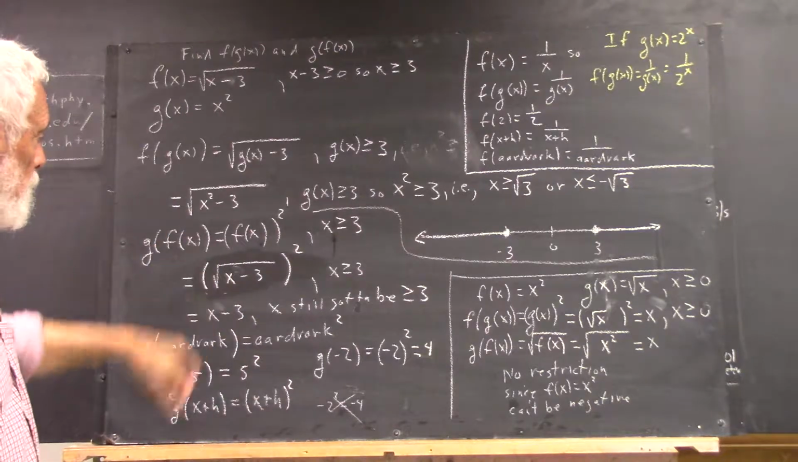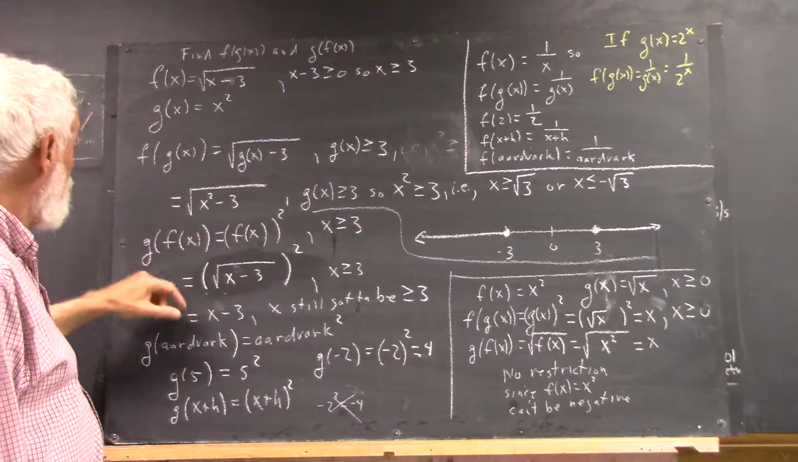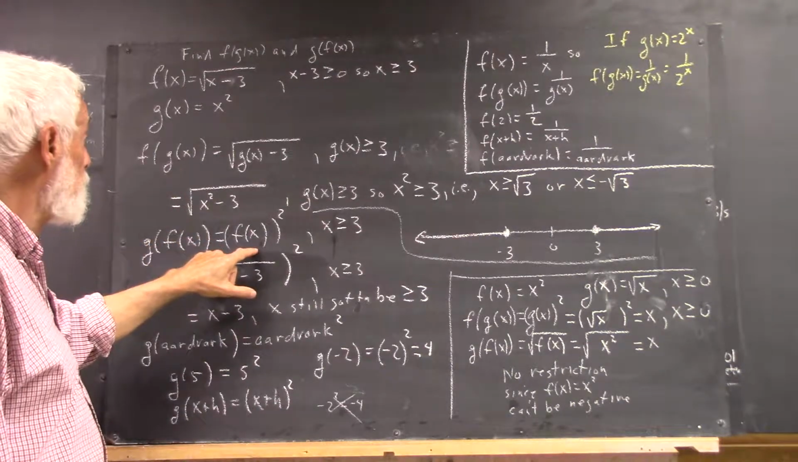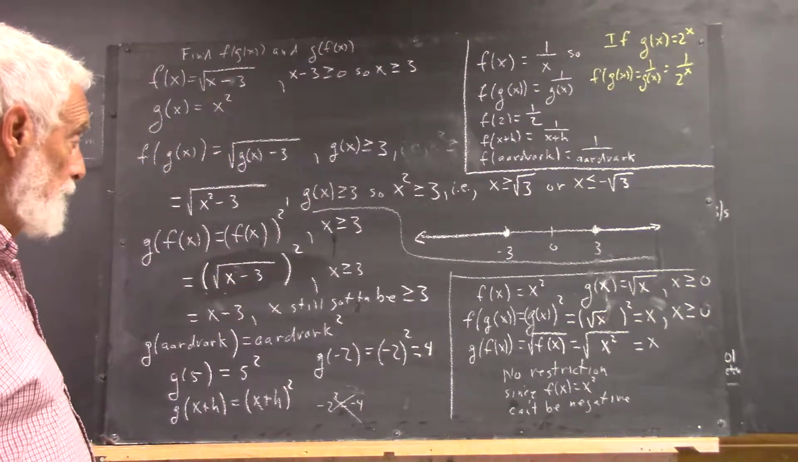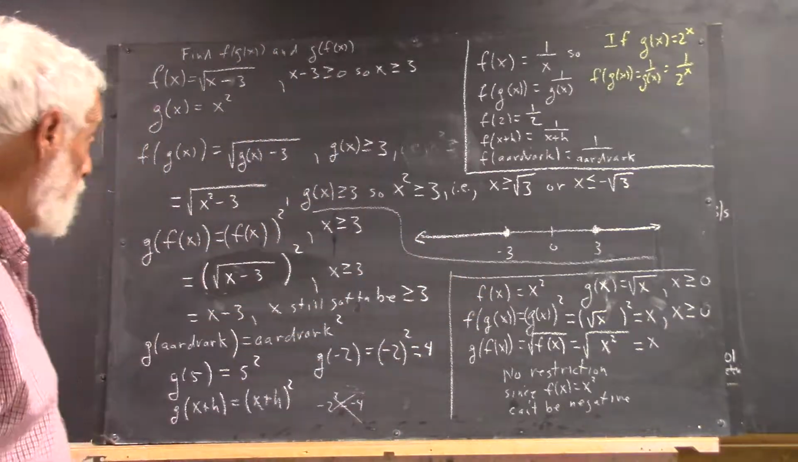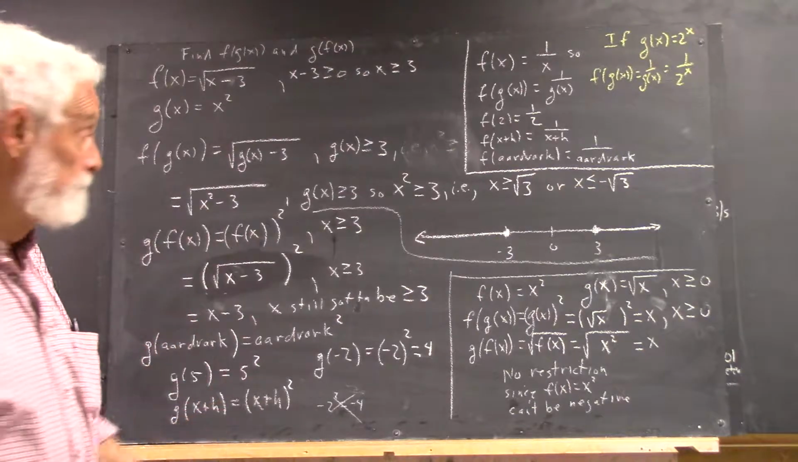And g of f of x, again, since g of x is x squared, g of f of x is the quantity f of x, squared. Replacing that with the square root of x minus 3, we get this. And very similarly down here, that's the process. That's our substitution process. Now, let's worry about the idea of the domain.